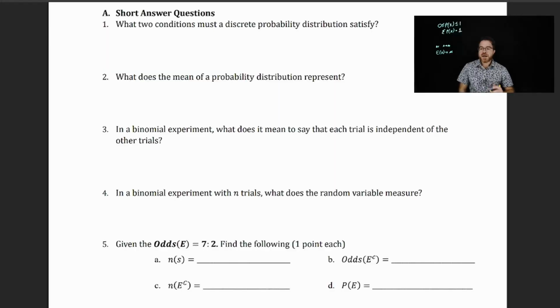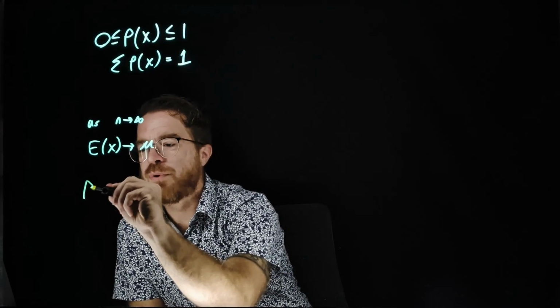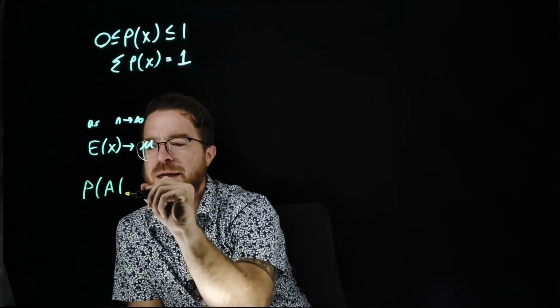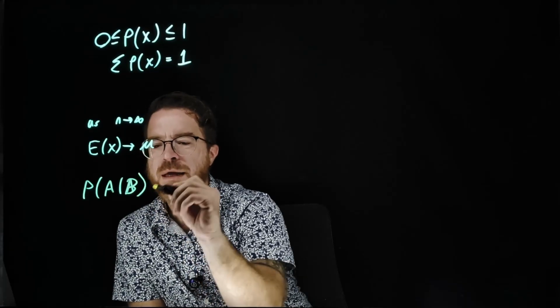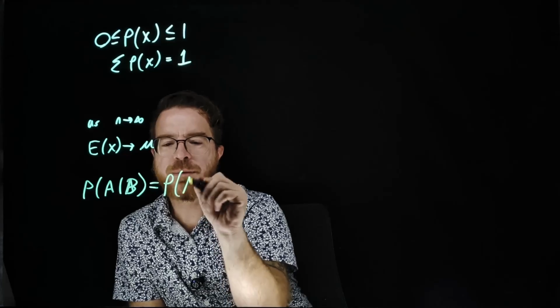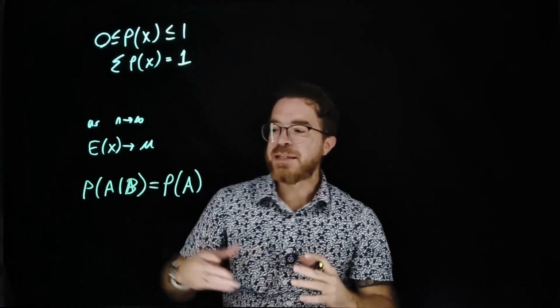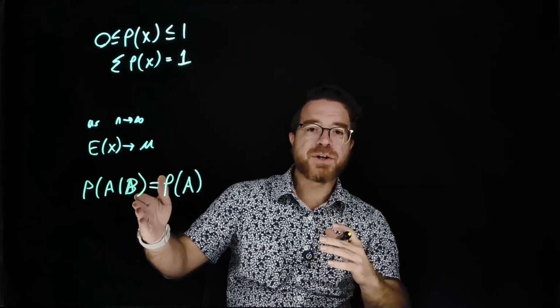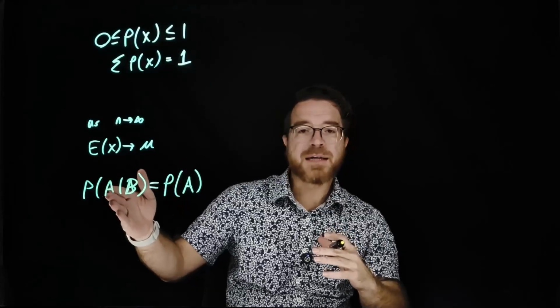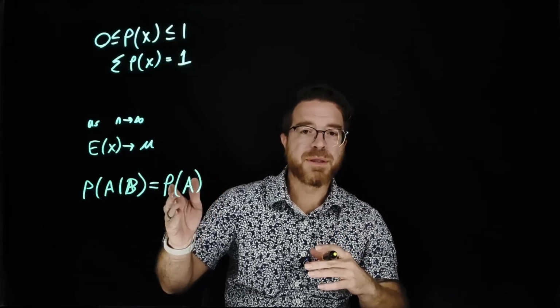Part 3. In a binomial experiment, what does it mean to say that each trial is independent of the other trials? So if you remember from probability, independence means that if I have the probability of some A given B, then this will be equal to the probability of A. And all this means is that given some B has occurred, this does not impact the probability of A, so it is just the probability of A.